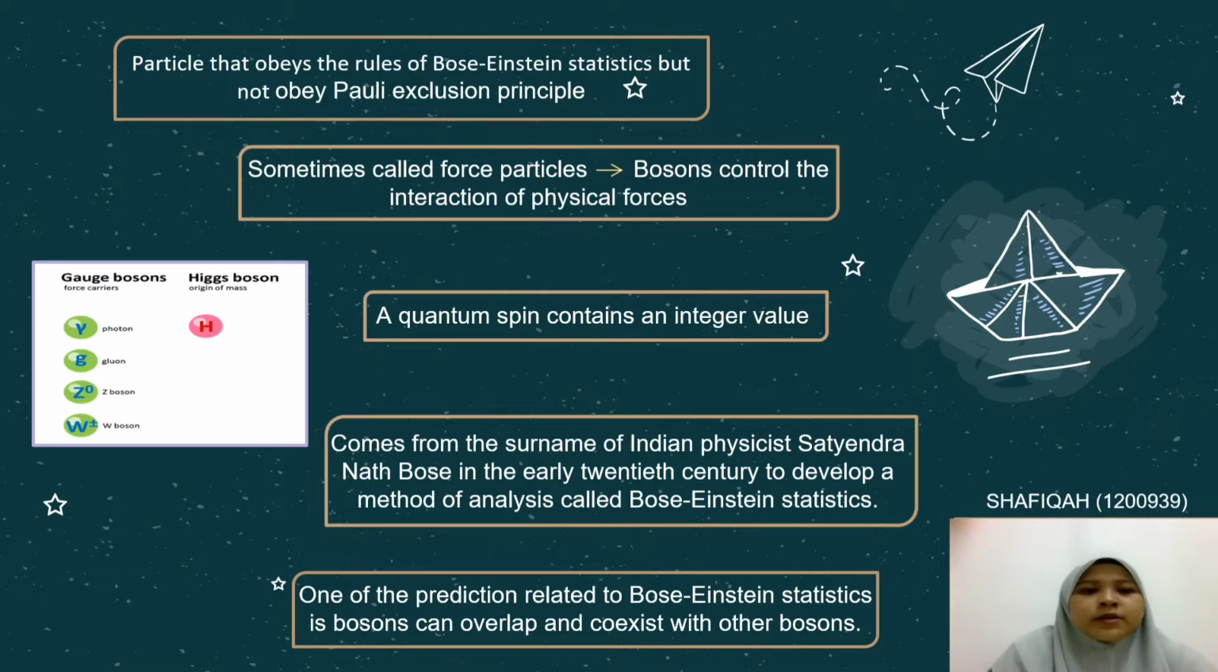Next, the name boson comes from the surname of Indian physicist Satyendra Nath Bose, who worked with Albert Einstein in the early 20th century to develop a method of analysis called Bose-Einstein statistics.